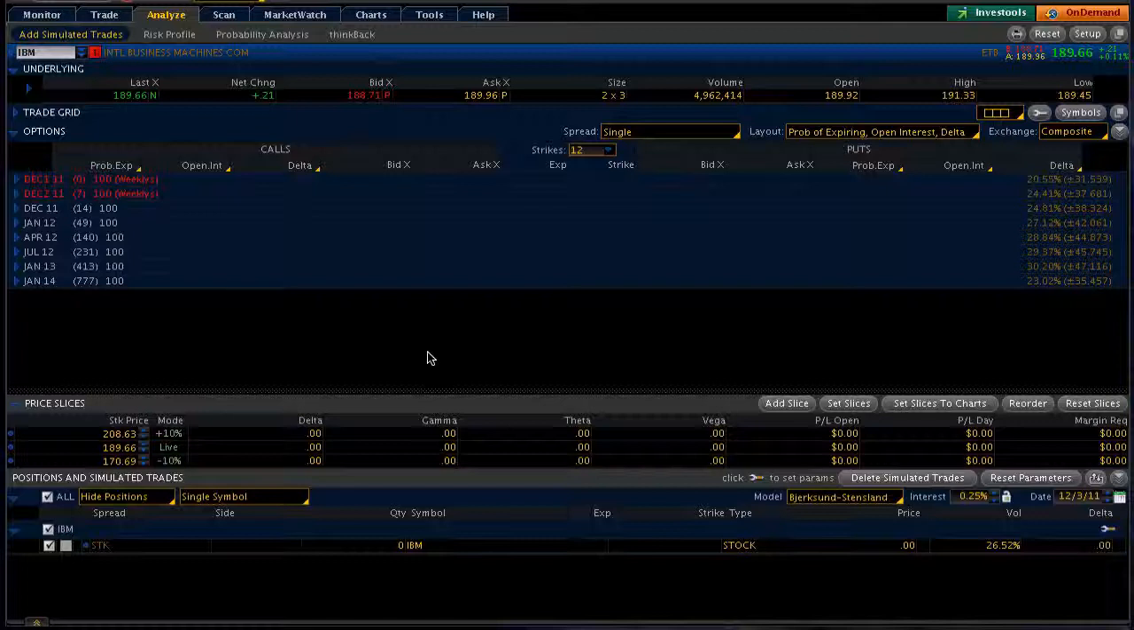So that is diagonal trades. Make sure you paper trade with them. Just get a feel for them and see if it's just another tool you want to put in your toolbox with option trading. Thank you.